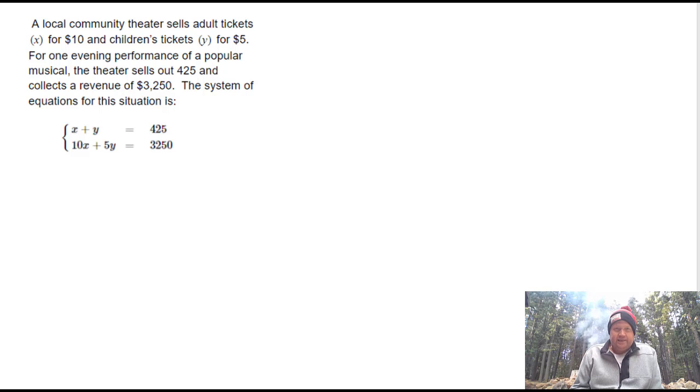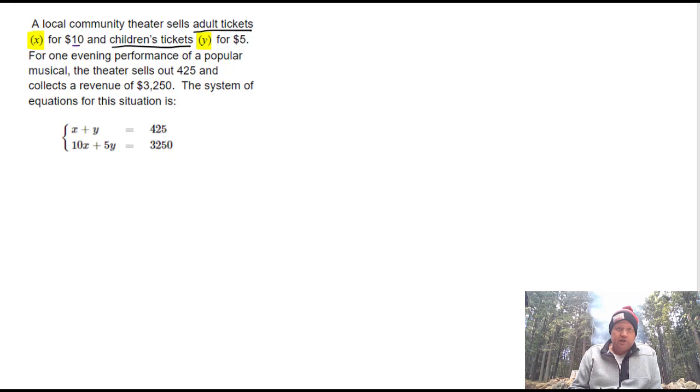So we're looking at the ticket problem of a system of equations, and it looks like the local community theater is selling two types of tickets. We've got adult tickets and children's tickets, and it's really important to pay attention to what the variables stand for. We could have called it A or P for parents, but they call it X, and that's fine. But sometimes it's easy to lose track when you're not sure what the letter stands for. So X is adult tickets, and Y is children's tickets.